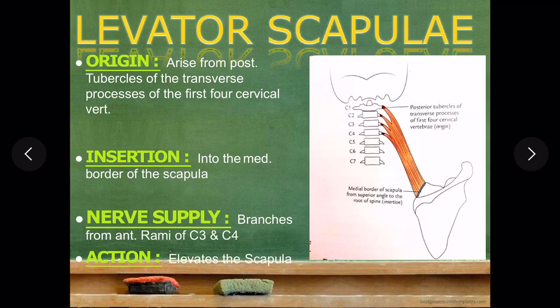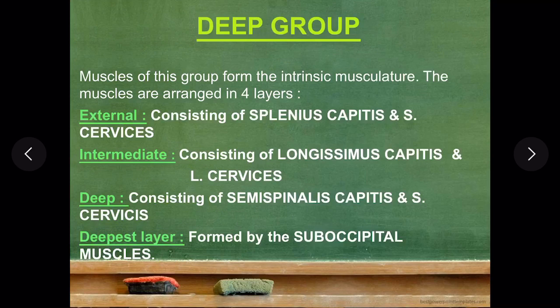Levator scapulae. The levator scapulae is a muscle present in the second layer of the muscles at the back of the neck. It arises from the transverse processes of the first four cervical vertebrae and inserts over the medial border of the scapula. Its action is to elevate the scapula, from origin to insertion. If it contracts, it elevates the scapula, and it is supplied by the anterior rami of C3 and C4.